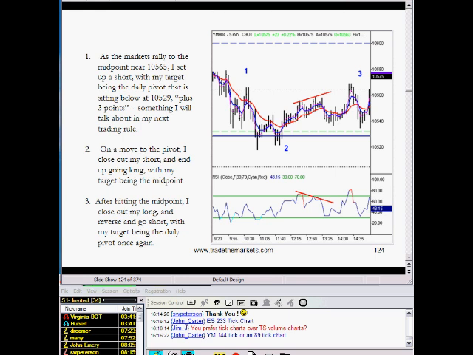All right? So, here's what I do to play pivots. Now, all these examples are going to be with the mini-sized Dow. You can use these for S&Ps too. I found that they work a little bit better in the Dow, but you can use them for the S&Ps, and I can go over the parameters that you would use for those as well.